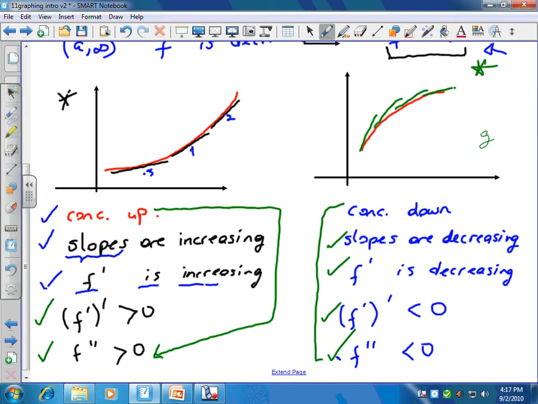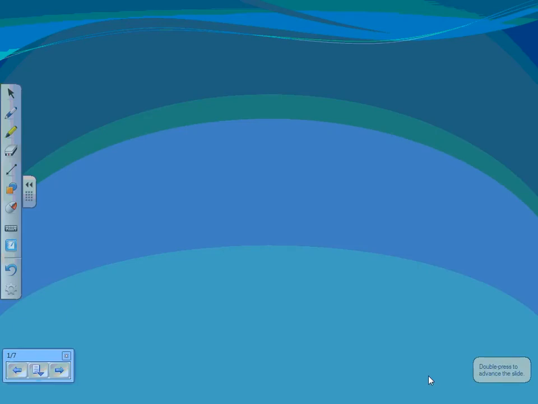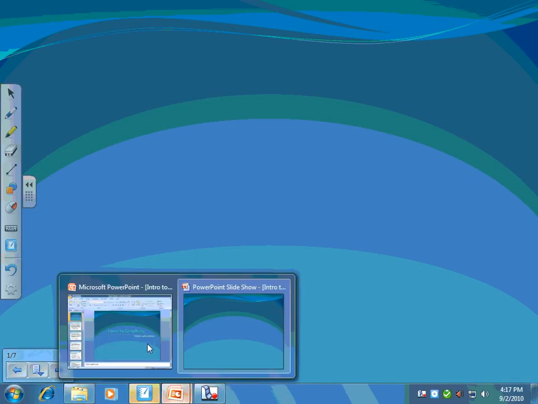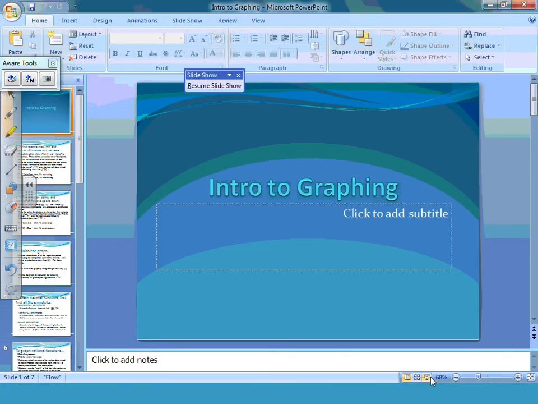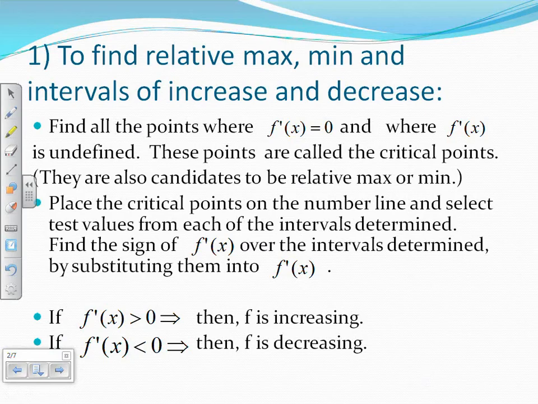So now let me show you how we can put all of these ideas that we've discussed together into a plan of action, and you should have this handout on the website. Okay, so let's take a look. Okay, so here are the steps that we follow to graph a function.